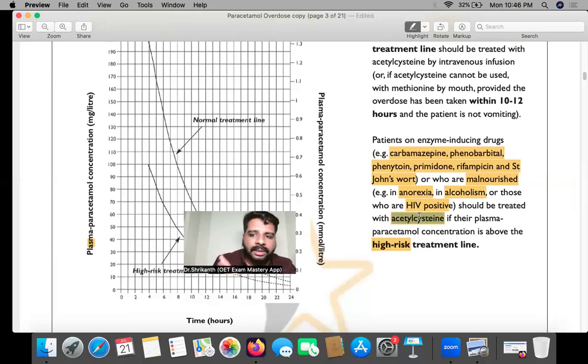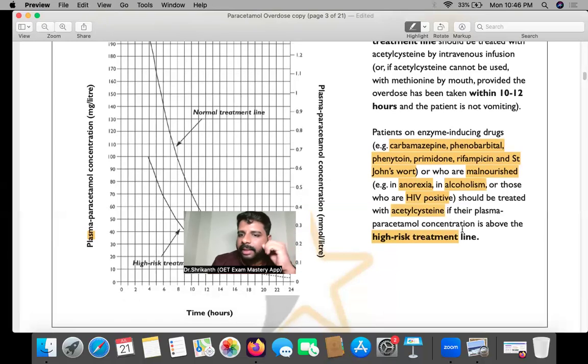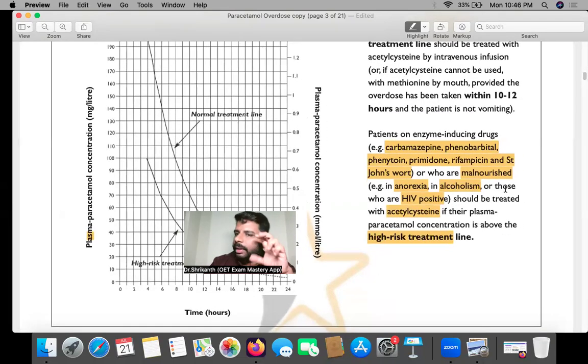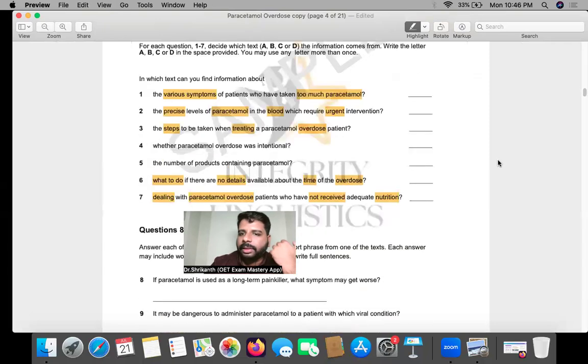We should treat with acetylcysteine if the plasma concentration is above the high risk line. That is, we should treat these patients as if they are high risk patients, even though they are not actual high risk patients. If a patient is taking these medicines, is malnourished, anorexic, alcoholic, or HIV positive, then we should treat with acetylcysteine if their plasma concentration is above the high risk treatment line. So what is the answer over here? Again, the keyword is over here, right? So the answer is going to be text C.